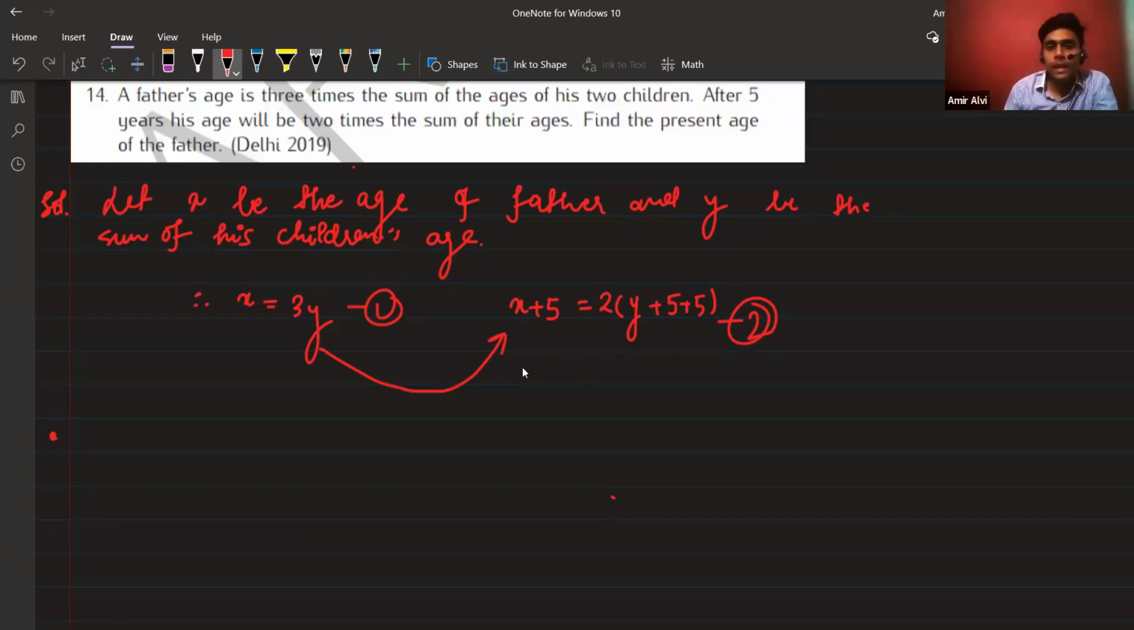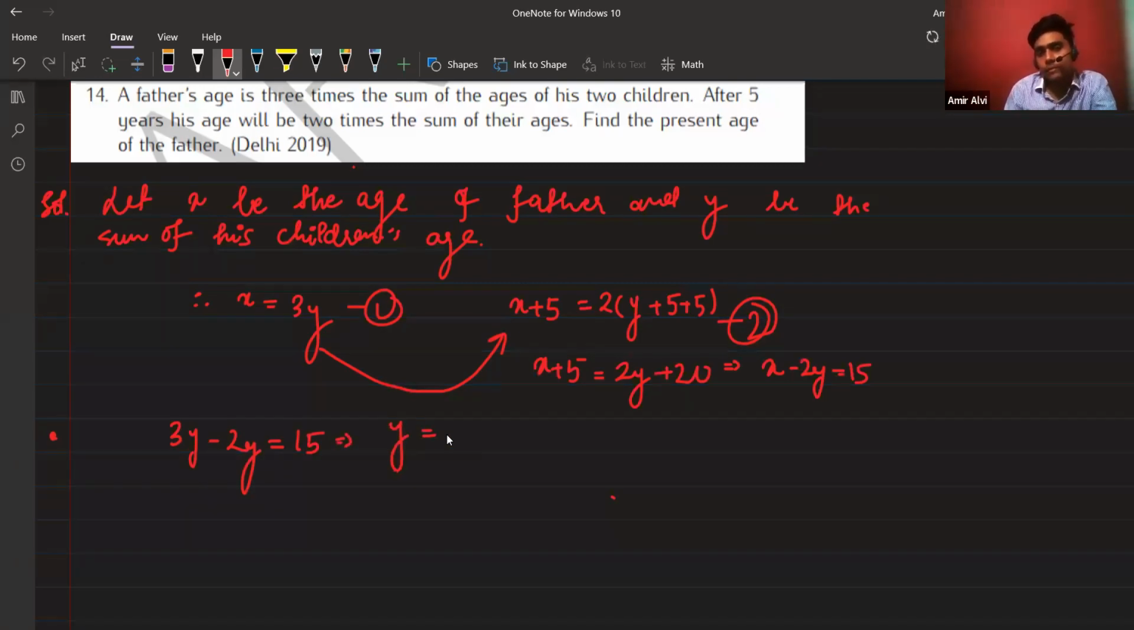So it would be x plus 10 equals 2y plus 20. So this would be x minus 2y equals 15. Is that clear? We have just shifted the value. So 3y minus 2y equals 15. So y equals 15.